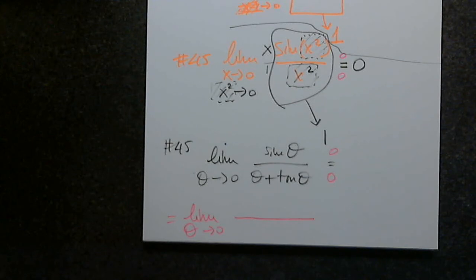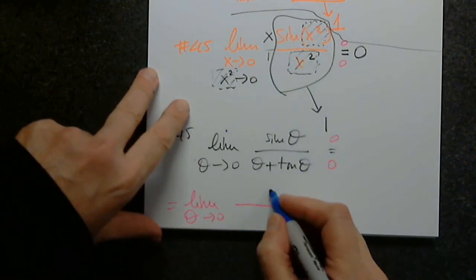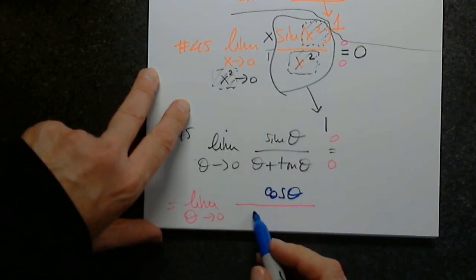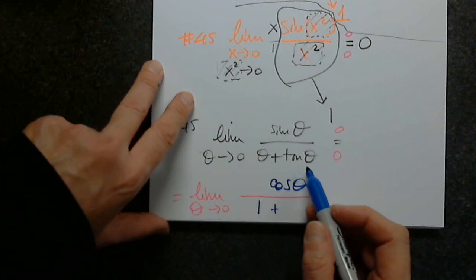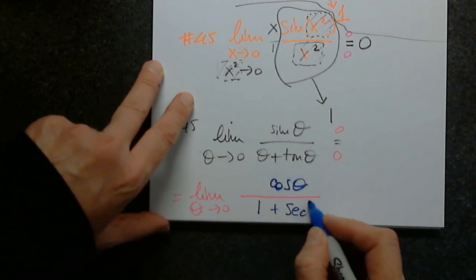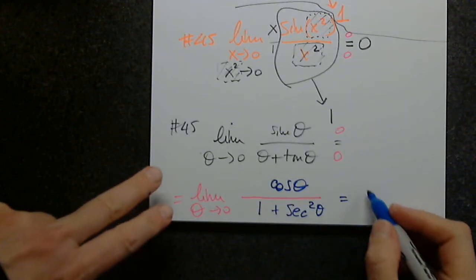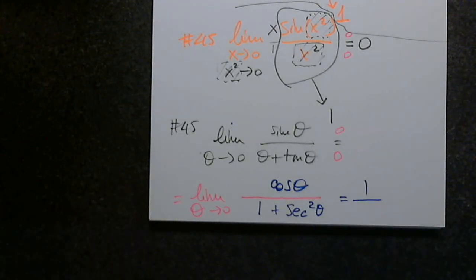So what do I write? The derivative of the top is cosine theta. The derivative of theta plus the derivative of tangent theta is secant squared theta. Okay, let's give it a shot again. The numerator goes to 1, the denominator goes to 2. Remember secant squared is 1 over cosine squared. So if cosine is 1, then 1 over 1 will be secant squared.